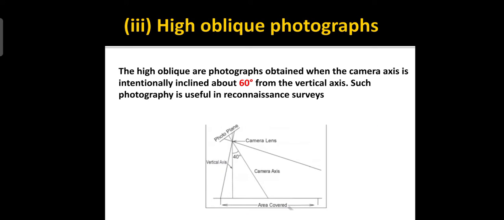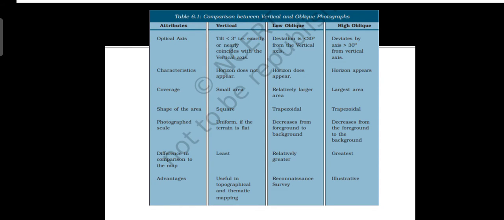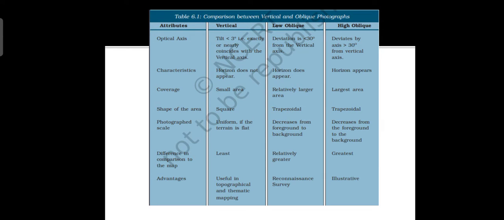Now the high oblique photographs. In these photographs, the vertical axis and the camera axis make an angle of about 30 to 60 degrees. This is the classification of vertical, low oblique and high oblique photos. For the optical axis, if the tilt is less than 3 degrees, we have a vertical image. If the deviation is from 15 degrees to 30 degrees, we have a low oblique, and if the deviation is more than 30 degrees, we have a high oblique.